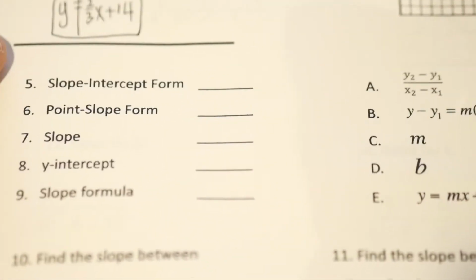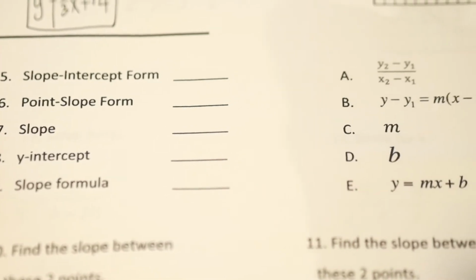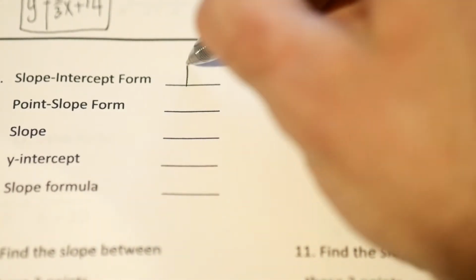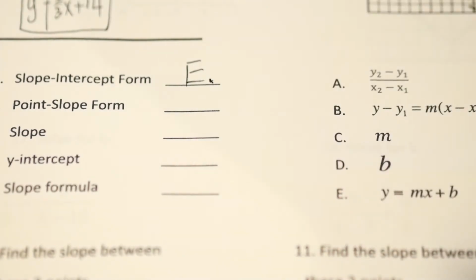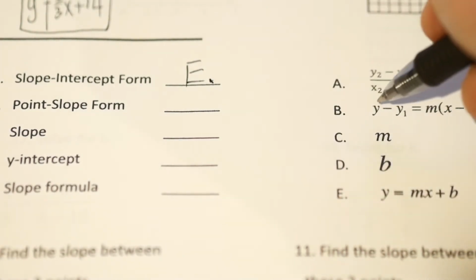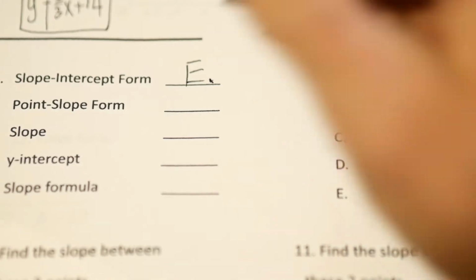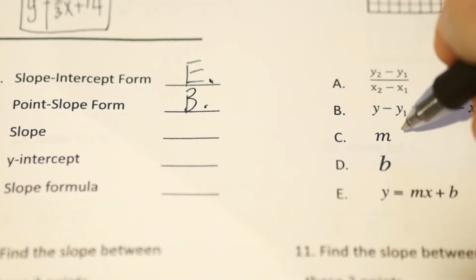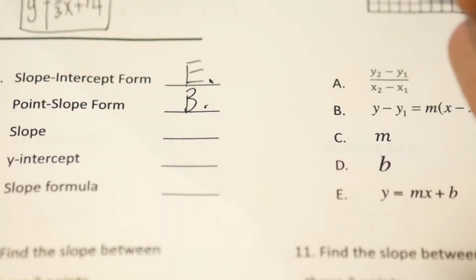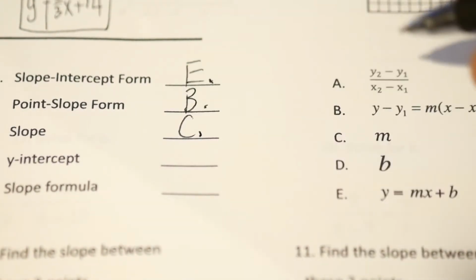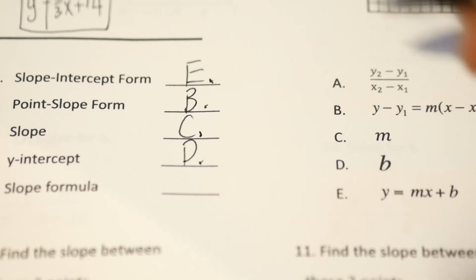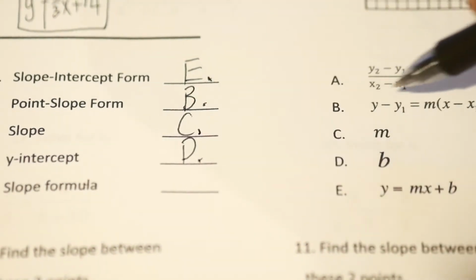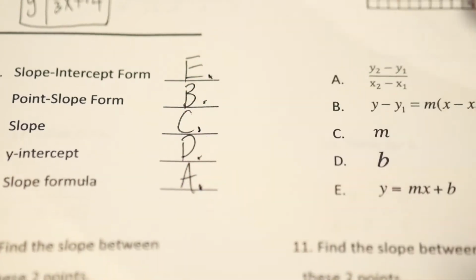Okay, on this one all we're doing is just matching up. So slope intercept, like I've already said, is this one right here, E. Point slope form is B, y minus y1 equals m times x minus x1. Slope is just m, so that's C here. The y-intercept is b, which is answer choice D, and then slope formula is y2 minus y1 over x2 minus x1.